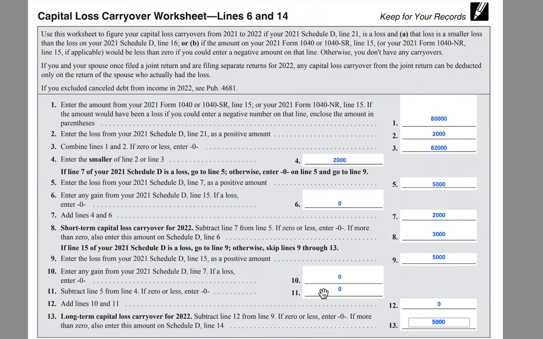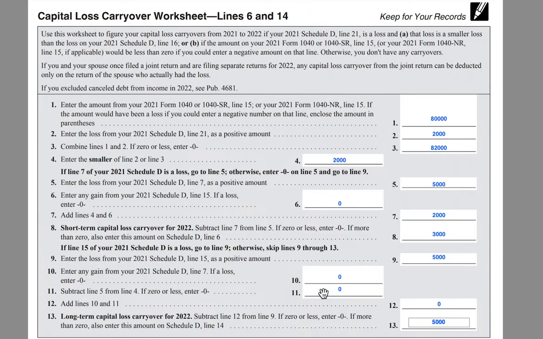So this would apply if your prior year Schedule D line 21 is a loss, and A, that loss is smaller than the loss on line 16 of your Schedule D, or B, if the amount from your prior year line 15, which is taxable income, would be less than 0 if you could enter a negative amount on that line. Otherwise, you don't have carryovers and you can skip this portion in completing your Schedule D.